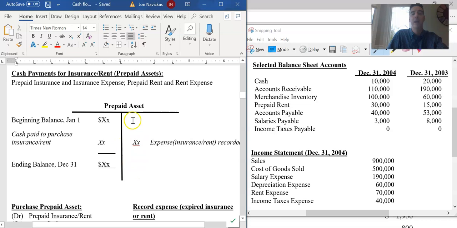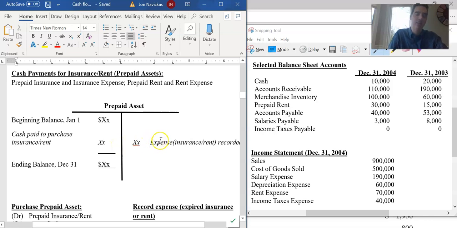So how does cash impact the prepaid asset? It makes it go up. It's a debit to the prepaid asset. A lot of people say, well, I'm crediting cash, so therefore the prepaid asset, I'm solving for the credit. No, you have to look at how cash is impacting the asset or the balance sheet account in this way, and what it's doing, it's increasing the asset.